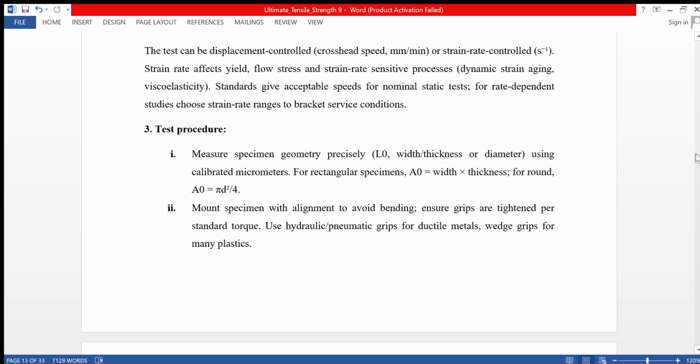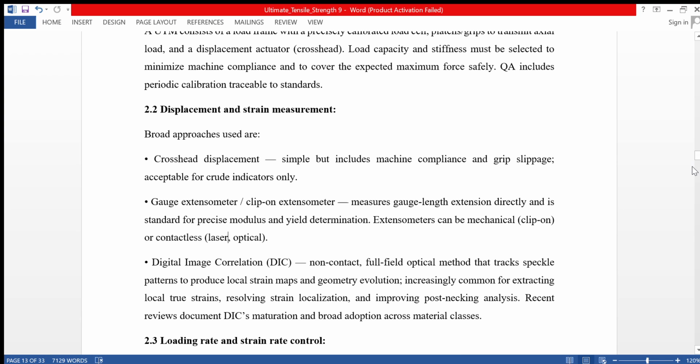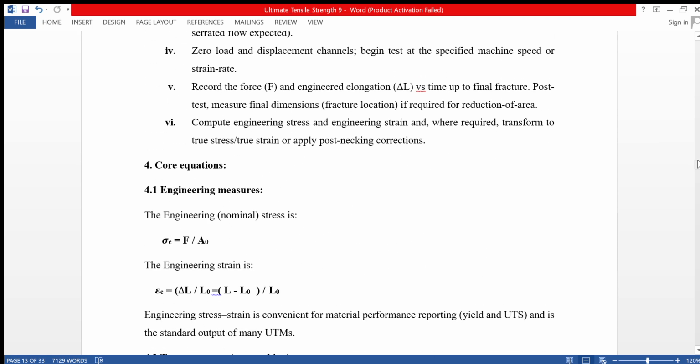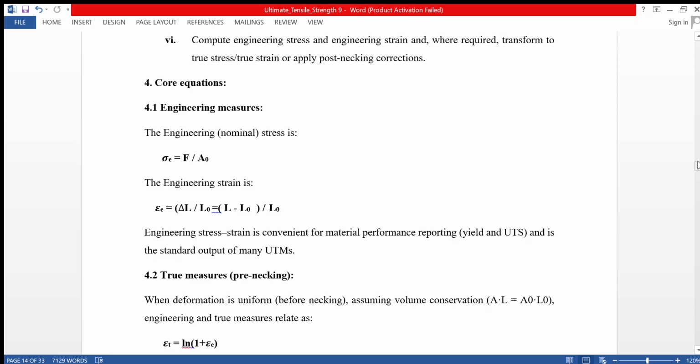Mount the specimen with alignment to avoid bending. Ensure grips are tightened to standard torque, using hydraulic or pneumatic grips for ductile materials and wedge grips for many plastics. Displacement and measurement: crosshead approaches used are chord equations. The engineering stress is given below.